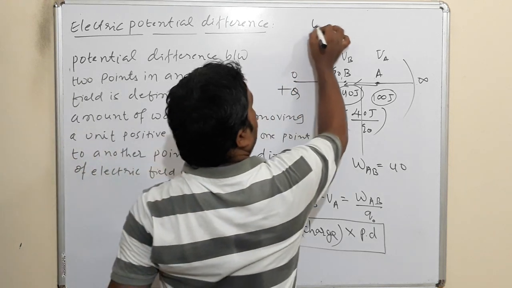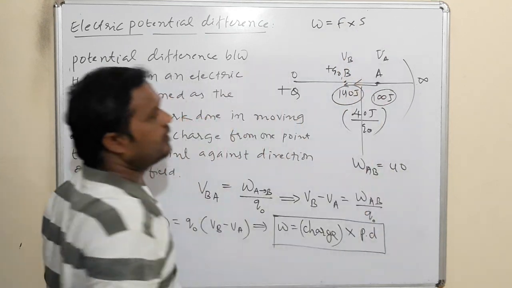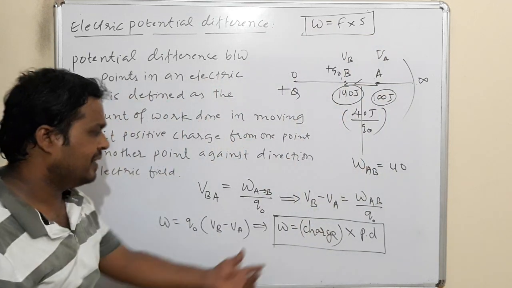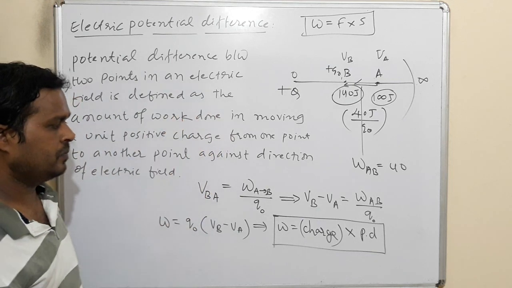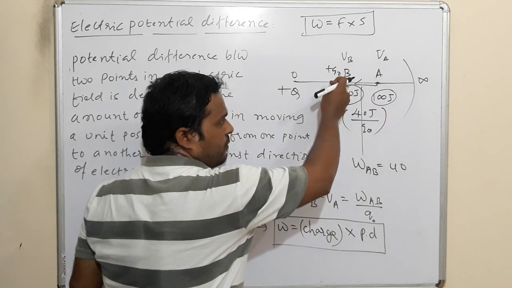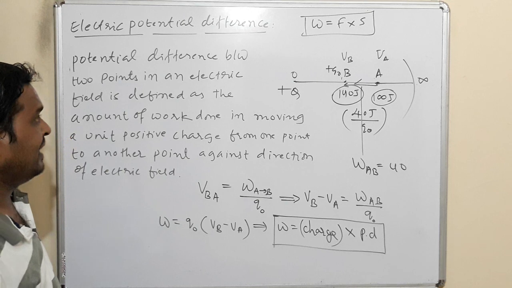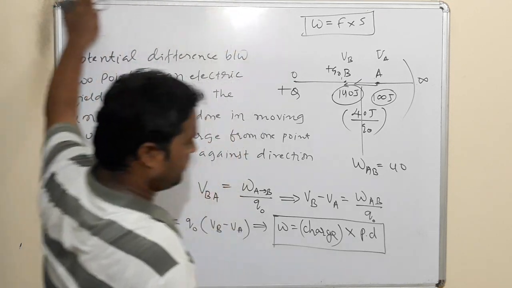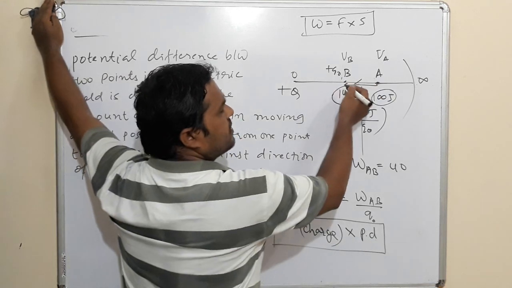The work done we studied in mechanics is equal to force into distance. It is mechanical work done in moving a body from one point to another point. This is the electric work done, work done against the electric field. This work is equal to the charge which we are moving from one point to another multiplied by the potential difference. That means it is very clear that work done depends on the potential difference between these 2 points.